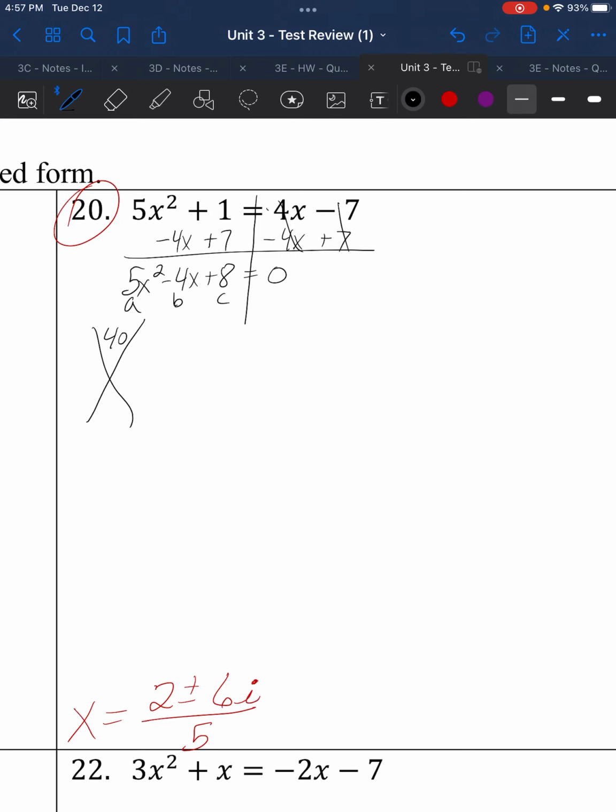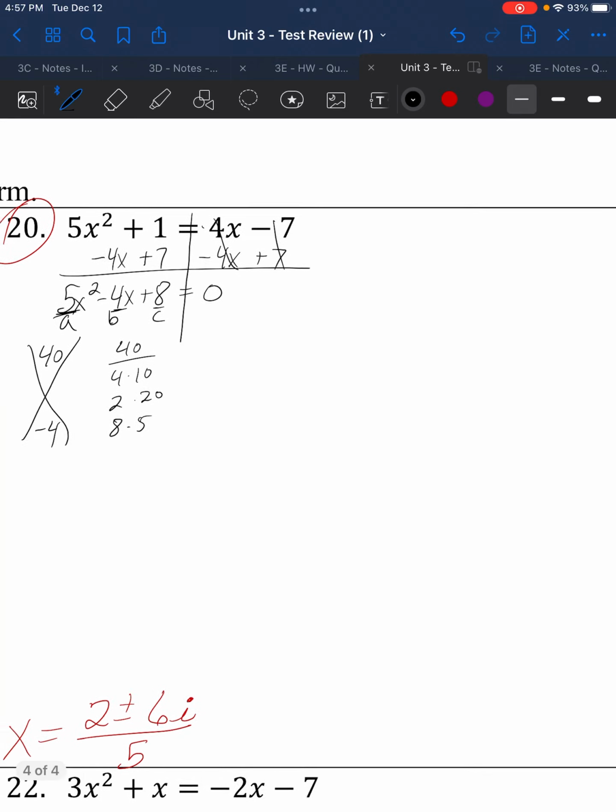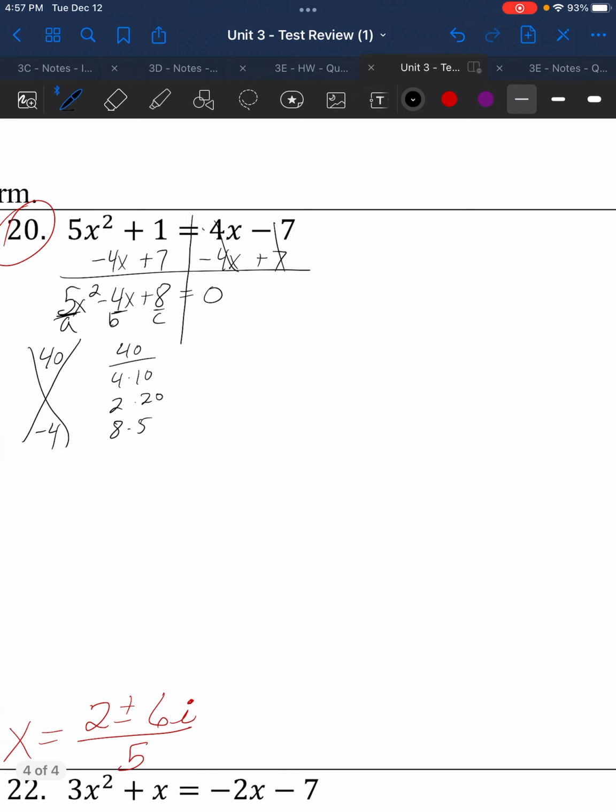I am going to quickly do A, B, and C. A times C is 40. Well, first 5, 4, and 8. There's no like term, no greatest common factor. Do I have two numbers that multiply to 40 that add up to negative 4? So I'm just going to do it quick. 4 times 10, no. 2 times 20, no. 8 times 5, no. I don't see anything. So let's go to the quadratic formula.